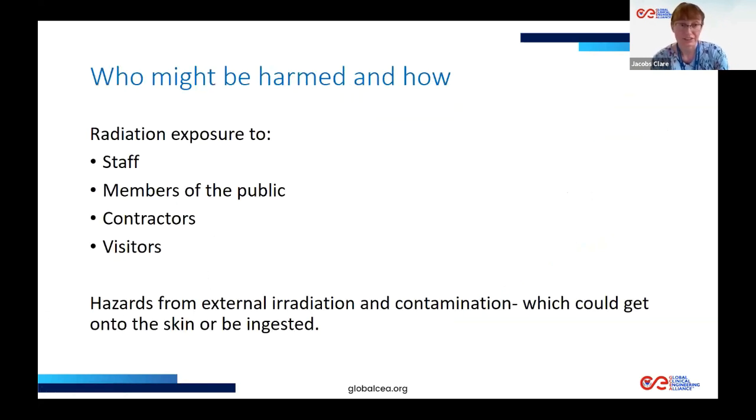So next we have to identify who might be harmed and how. People who might be exposed to the radiation are staff working in the department. You've also got members of the public in and outside the building potentially. You've got contractors who may come on site to do some work, and you may also have visitors. In addition to external radiation doses, you have to think about the fact that you're dealing with radioactive liquids, so there's a potential for contamination which could get onto skin and potentially be ingested.